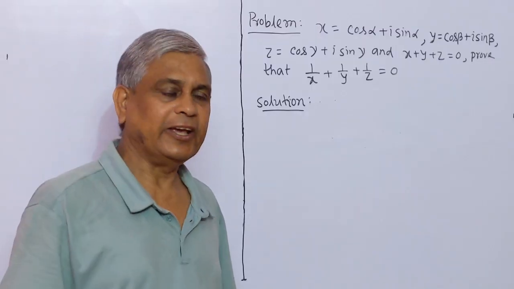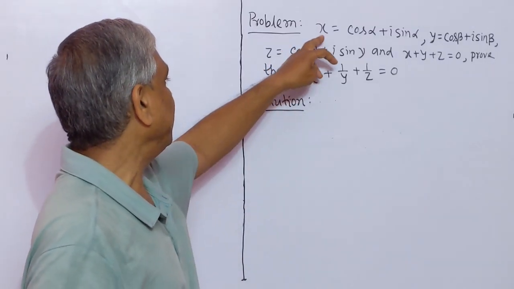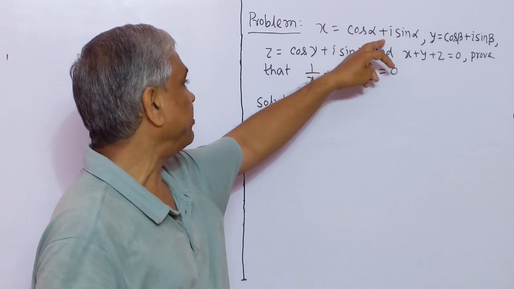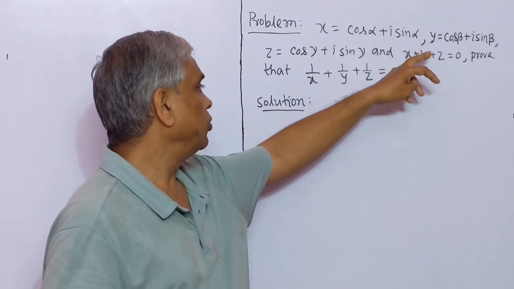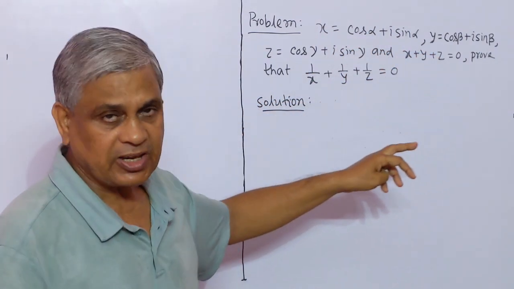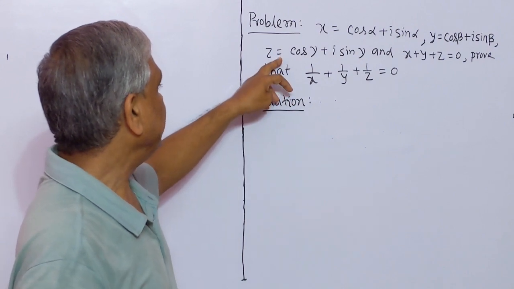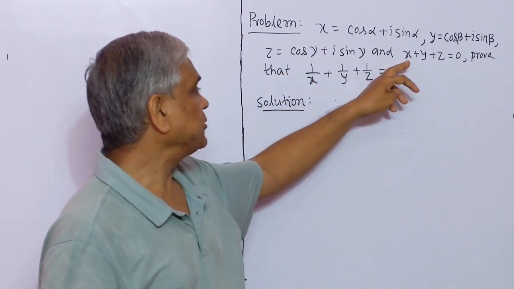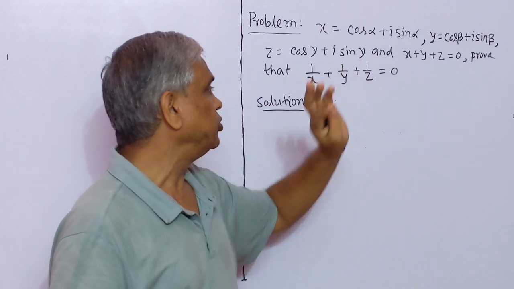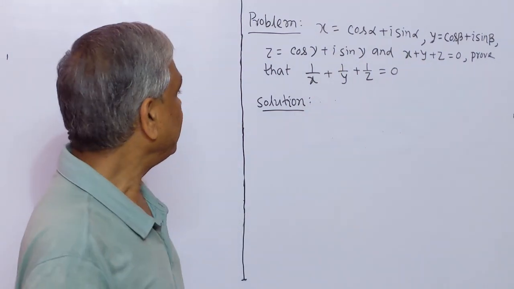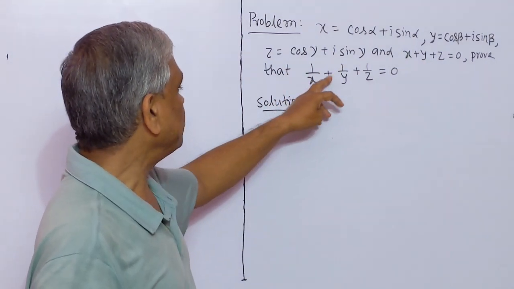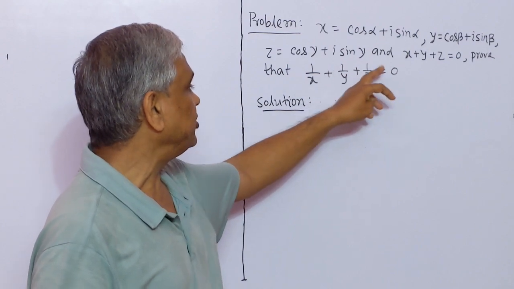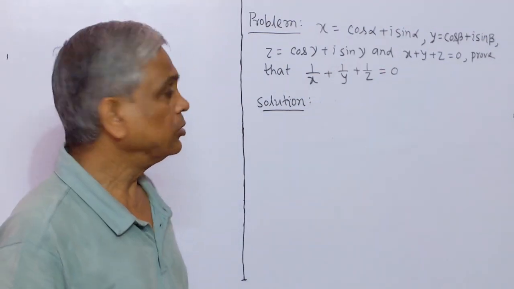Now we solve the next problem. Next problem is x equal to cos alpha plus i sin alpha, y equal to cos beta plus i sin beta, z equal to cos gamma plus i sin gamma, and x plus y plus z equal to 0. Then prove that 1 by x plus 1 by y plus 1 by z equal to 0.